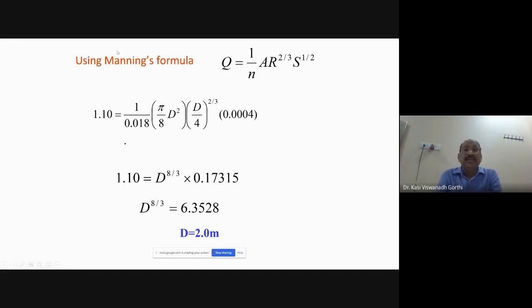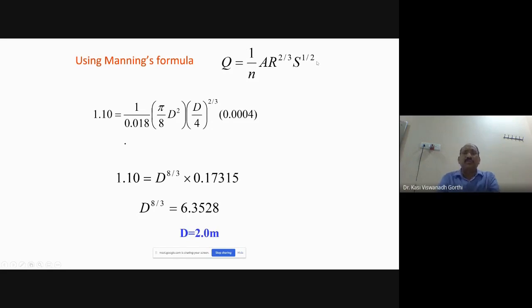So using Manning's formula, I am writing here. Strictly, it is not the Manning's formula itself. Manning's formula is only the velocity V is equal to 1 by n r power 2/3 s power half. Using that, the discharge equation Q will be equal to area into velocity, which is equal to 1 by n A r power 2/3 s power half.